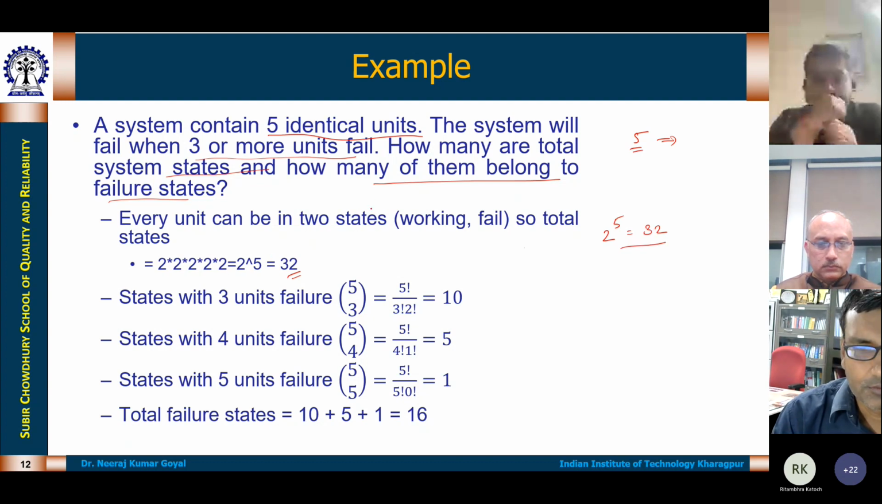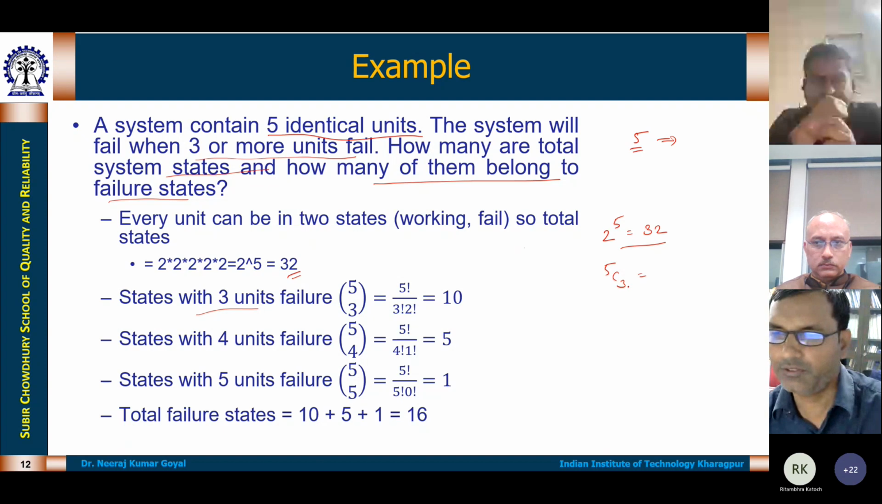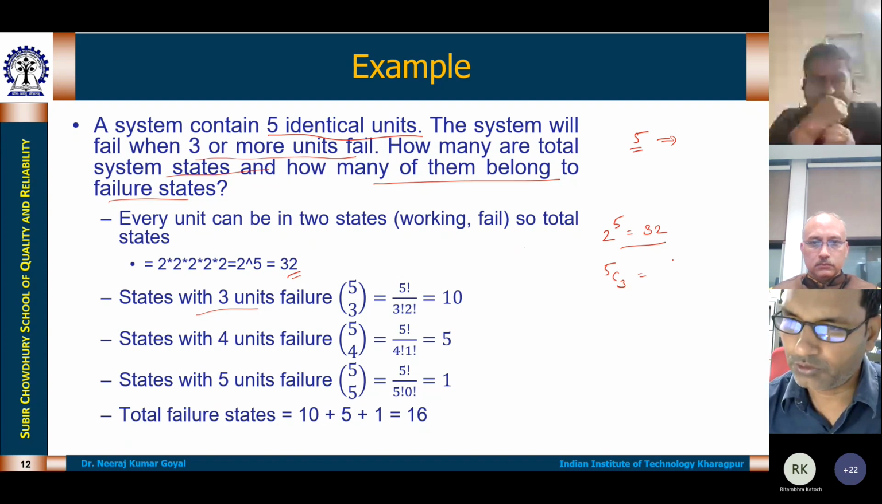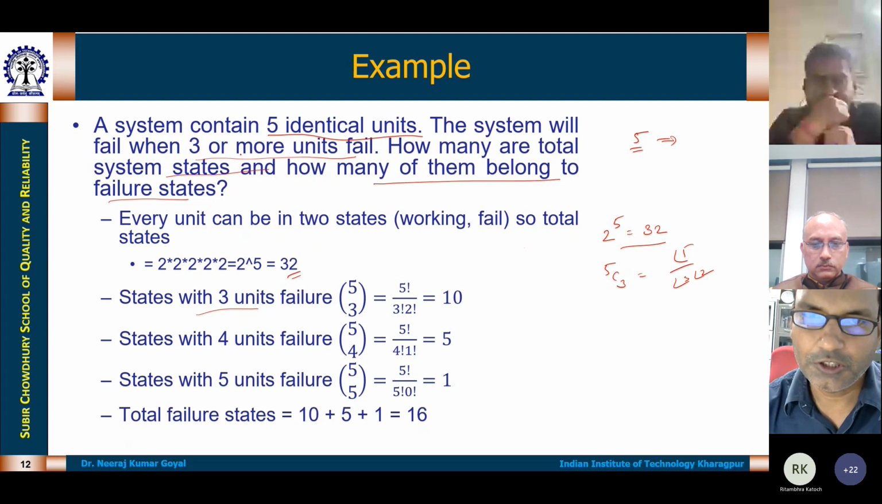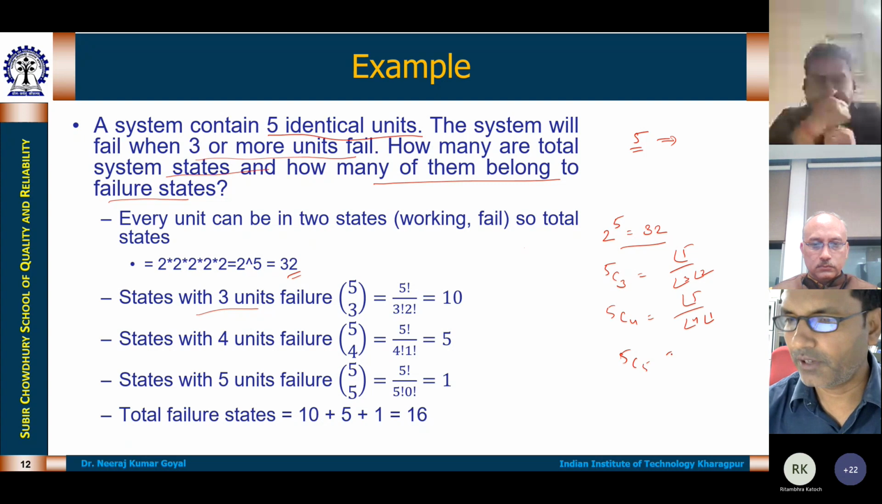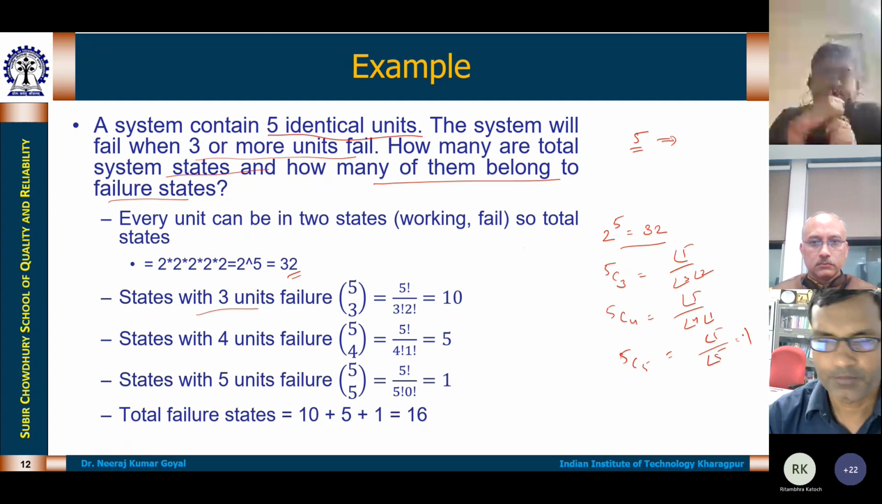Now we want to know how many are the states in which 3 units are failed. Out of 5, 3 units are in failed condition, so we set 3 as failed and 2 as successful. That is factorial 5 divided by factorial 3, factorial 2. But we are saying 3 or more, so we also count 4 failed, that is 5C4, factorial 5 divided by factorial 4, factorial 1. And 5C5, all 5 failed, is factorial 5 divided by factorial 5, which is equal to 1, right?